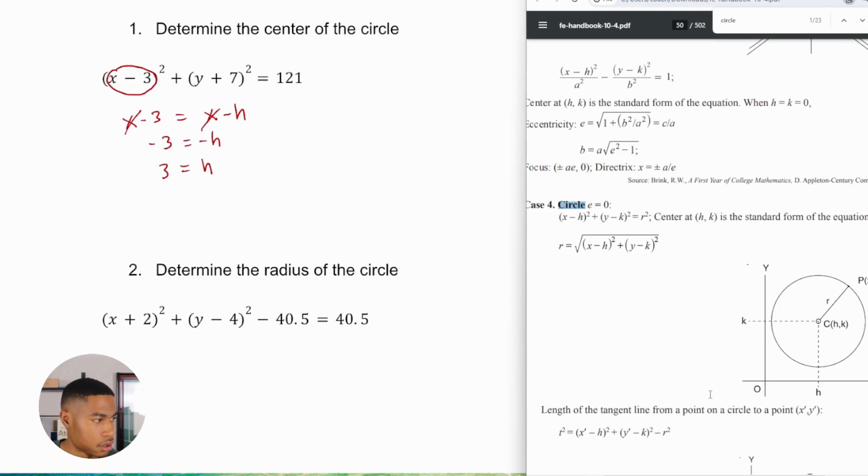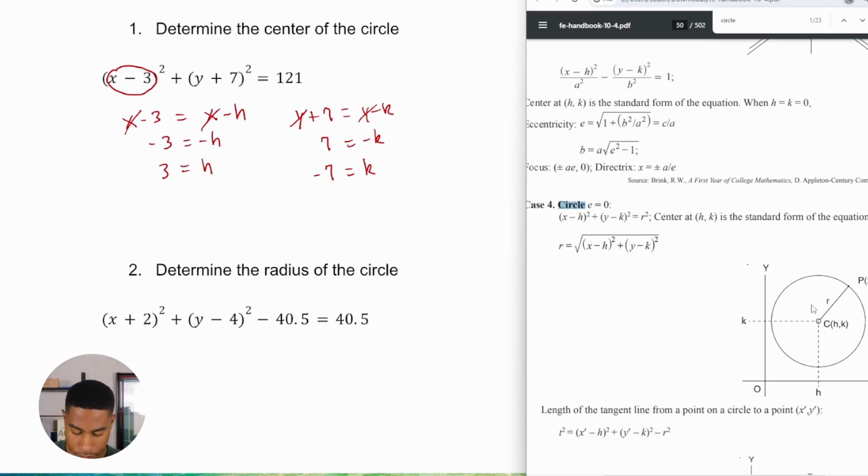We know that h is the x coordinate. What about k? Well, we do the same thing. We just say that y plus 7 is equal to the same thing as y minus k. And then the y's cancel. 7 is equal to negative k, or negative 7 is equal to k. All right. So the center is (3, -7).